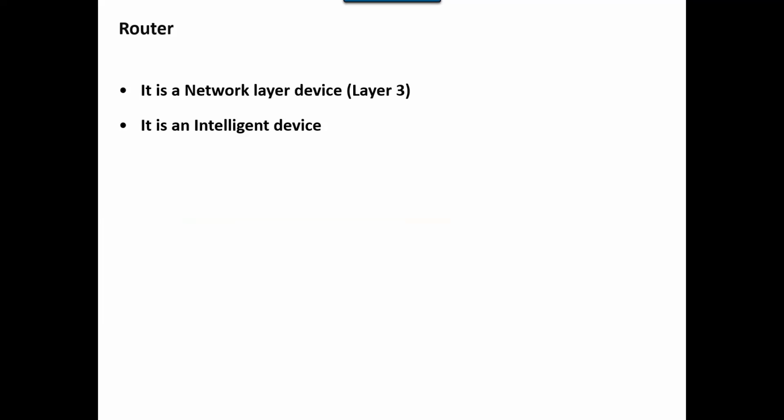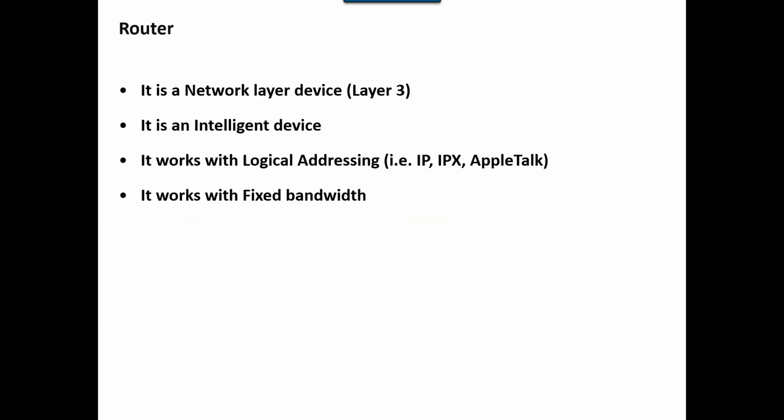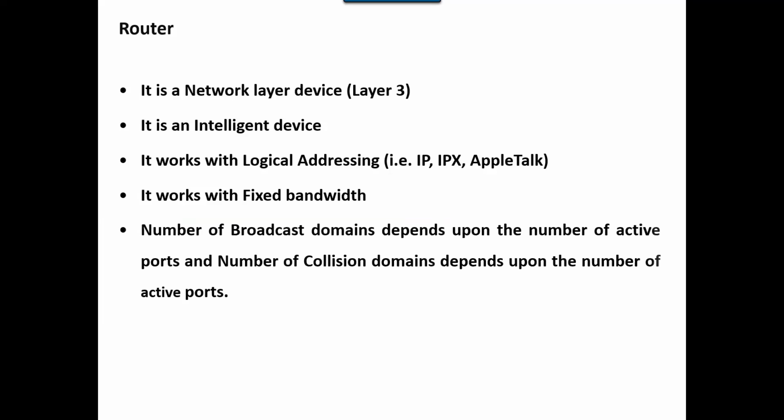It stores all the source addresses and destination addresses in the routing table. It works with logical addresses, that is, IP addresses. Okay, and it maintains fixed bandwidth. And what does this router mean? A router is a networking device which gives communication between two or more different networks. And a router is also responsible for transferring the data using the best path.